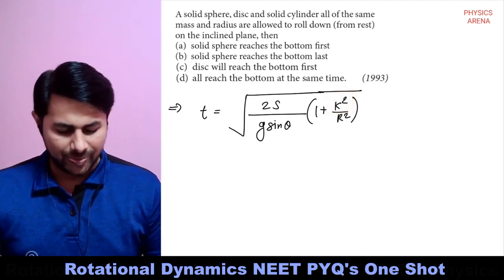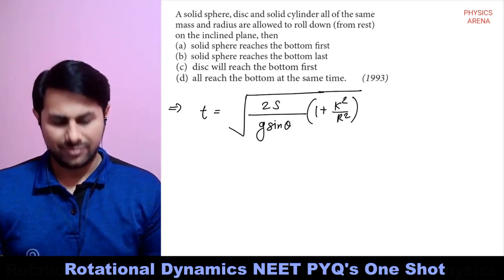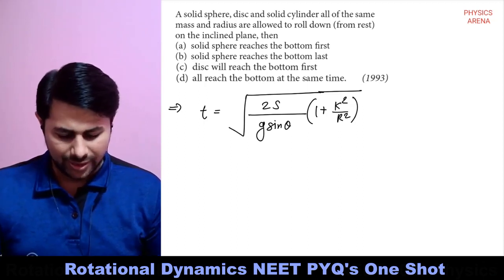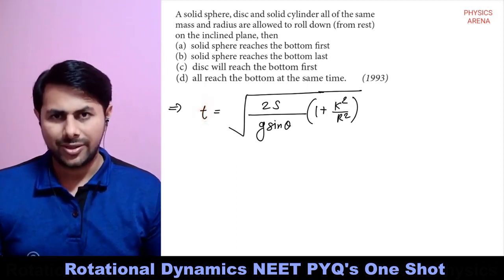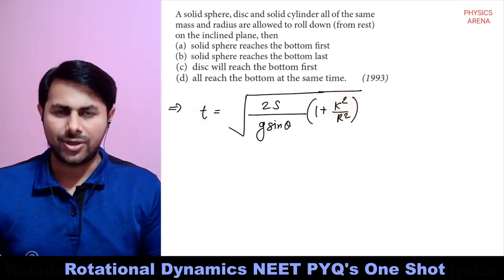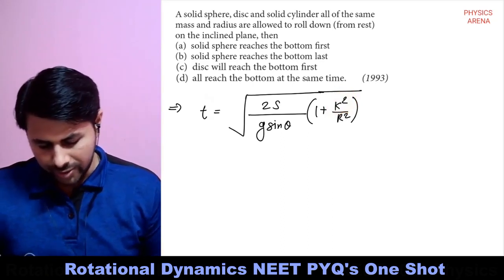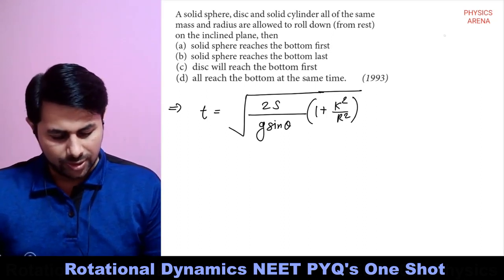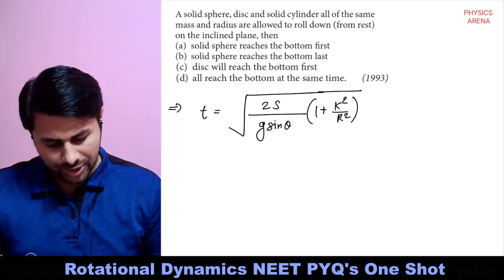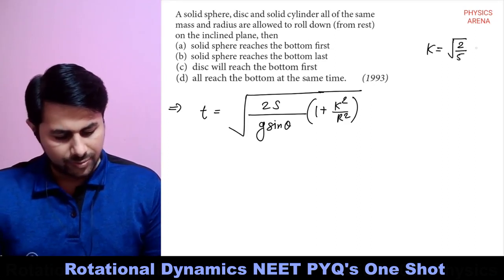It is k. So if k is small, radius of gyration is small, then they will roll down in less time, faster. If k is more, then time taken to roll down will be more. If k is small, then the time taken will be less. Okay, so what is moment of inertia of these bodies? Solid sphere is 2 by 5 mr square. That means radius of gyration is, k is equal to root 2 by 5.